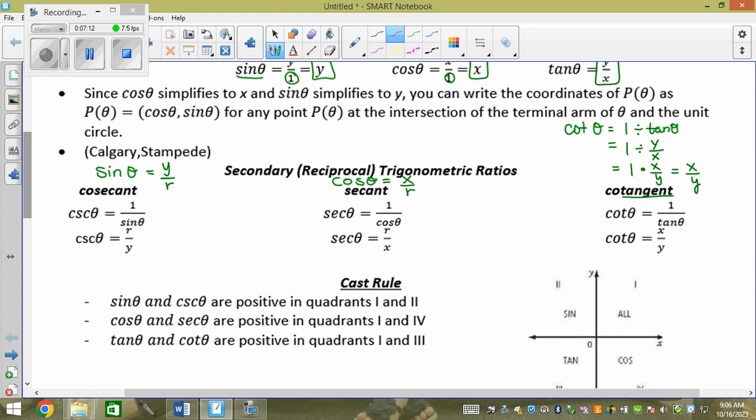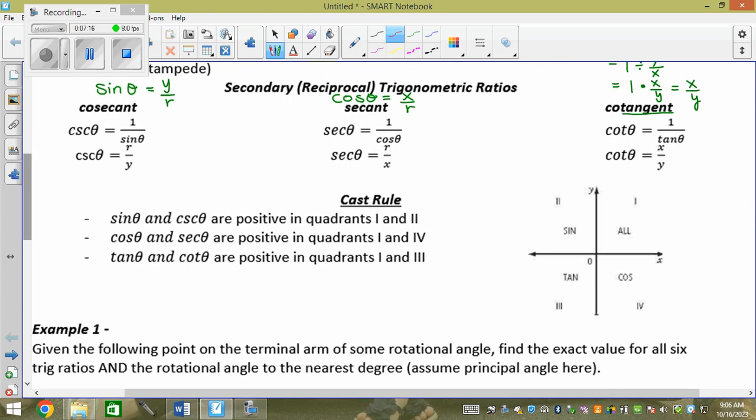Okay? And then we talk about the CAST rule, which you guys have already talked about. It starts in quadrant 4 and goes around. C-A-S-T. Some people don't like calling it CAST. They like starting in quadrant 1 and saying all students take calculus, but that's not true. Okay. Memorize it that way if you feel the need.